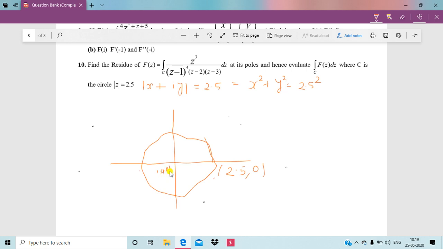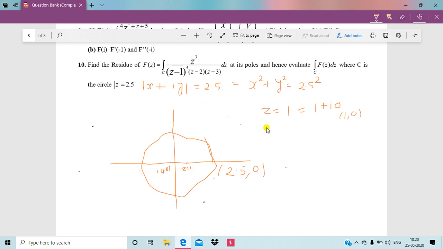Next we will see z is equal to 1. Z is equal to 1 can be written as 1 plus iota into 0 in complex form. Therefore it is the point 1, 0. Z is equal to 1 means the point 1, 0. Since the circle has radius 2.5, this must be the point 1, 0. So this is the point z is equal to 1, and it is an inside point.